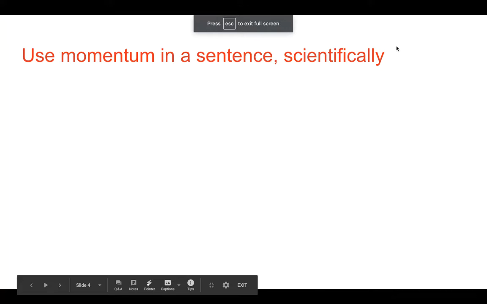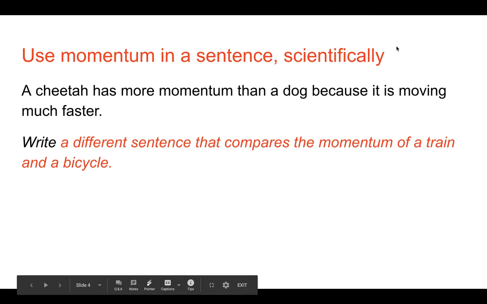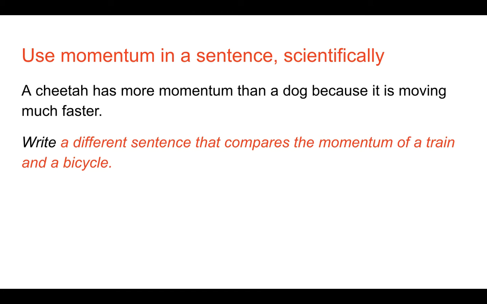All right, we're back here on the notes. So hopefully you just wrote a sentence that compares the momentum of a train and a bicycle. Your sentence might say, the train has more momentum than a bicycle because the train has more mass.